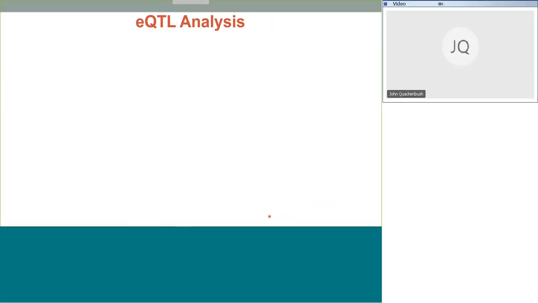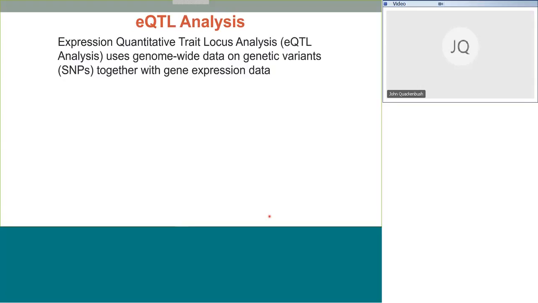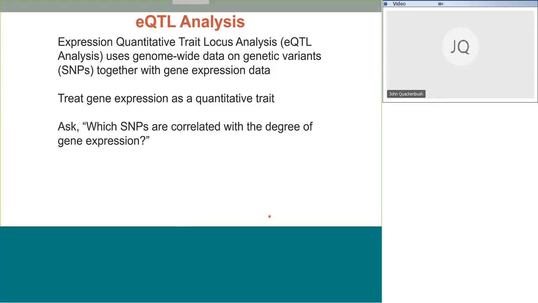So the idea behind eQTL analysis, which was developed about 16 or 17 years ago, was to take that idea of quantitative traits and extend it to all 25,000 genes in the genome and their expression levels. So eQTL analysis uses genome-wide data on genetic variants with expression data. It treats gene expression as a quantitative trait. And we simply ask which SNPs are correlated with the degree of gene expression. Now, one of the things you see if you look at papers on eQTL analysis is that most of those analyses concentrate on cis-acting SNPs. Those are the SNPs that are immediately adjacent to the gene.